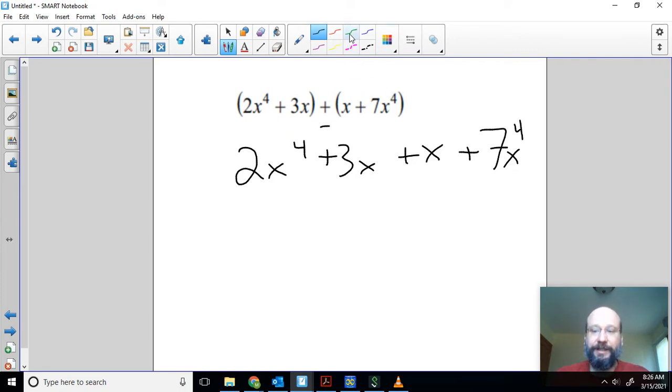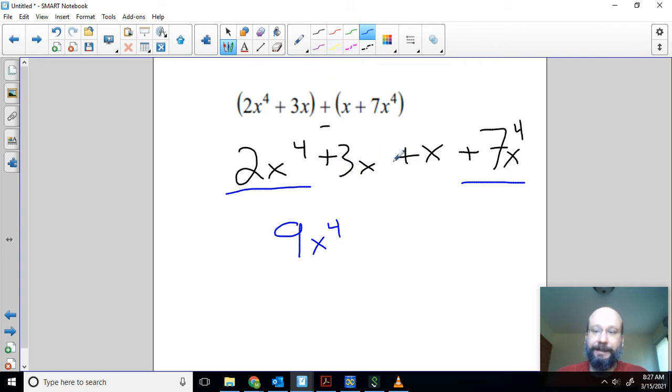Remember, like terms has the same variable and the same exponent. So this has a variable of x and an exponent of 4. This is just an x, this is just an x, and this is an x and a 4. So our like terms are this one and this one. This would be 2x to the 4th, plus 7x to the 4th, would be 9x to the 4th.